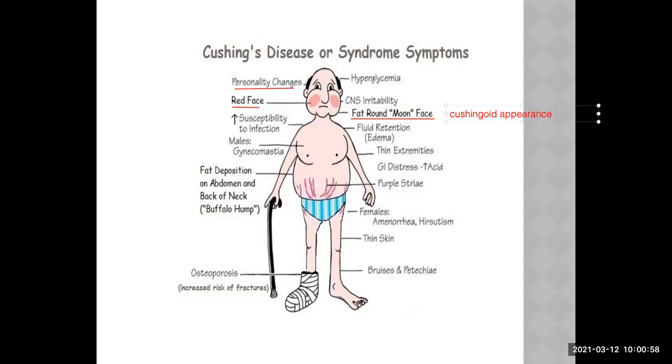Now, one small point here. In the treatment of nephrotic syndrome, we give corticosteroid for a long time to the child. And after a few weeks, the child's face exactly looks like this. It looks swollen, it looks rounded, and it looks quite red. So this is known as Cushingoid face or Cushingoid appearance.